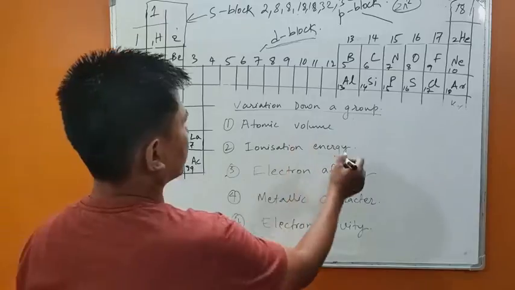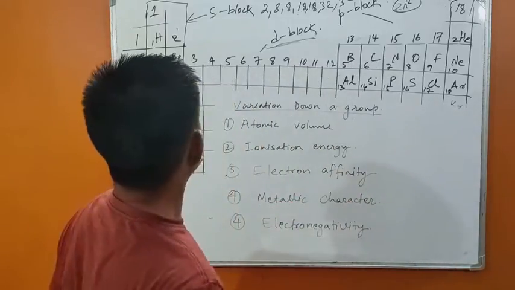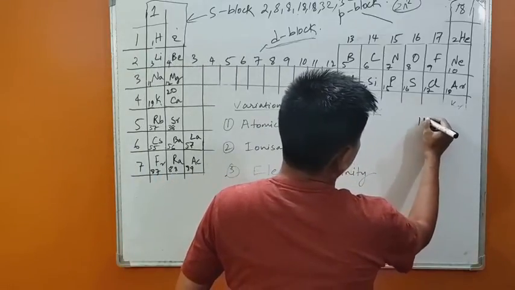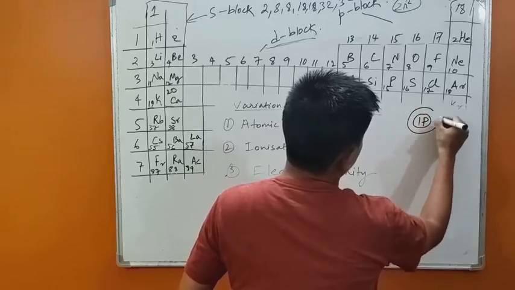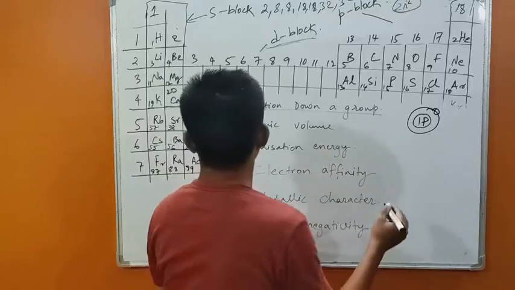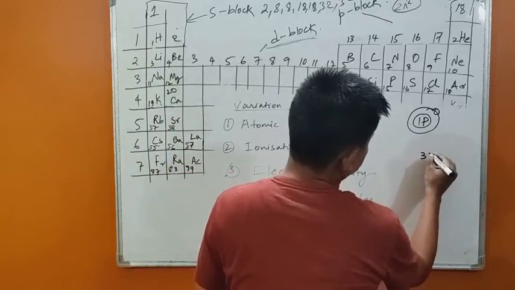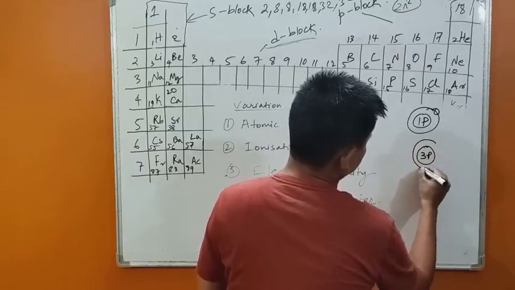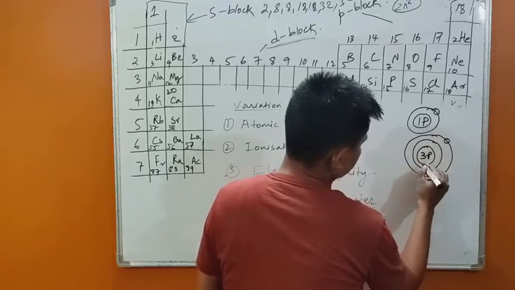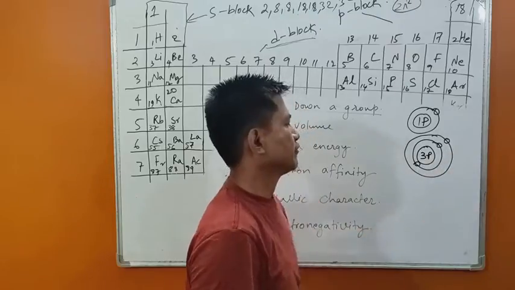Okay, atomic volume. Atomic volume means the atomic radius, isn't it? You can say atomic radius also. Let us draw the atomic structure of hydrogen. Atomic number is 1, meaning 1 proton within the nucleus. That means 1 electron should be outside the nucleus to become a neutral atom. The atomic number of lithium is 3, meaning 3 protons within the nucleus. That means 3 electrons should be outside the nucleus to make this atom neutral, isn't it? 2 electrons in the first orbit and 1 electron in the second orbit.